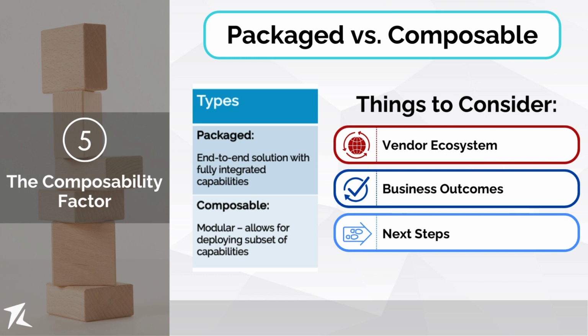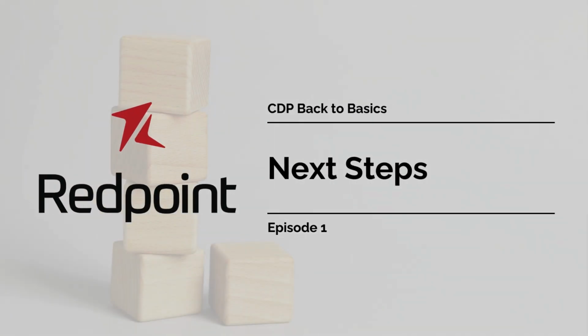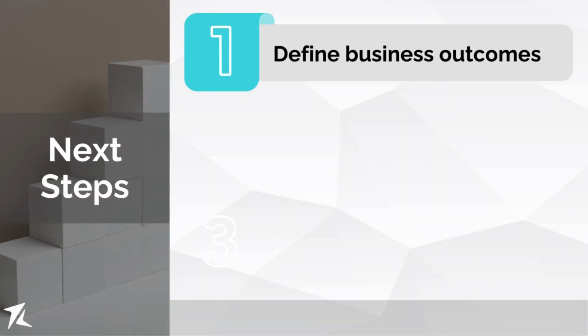Thinking about your vendor ecosystem overall, what are the business outcomes you want to achieve, and how can you eventually get there? So you want a CDP, great. Hearing all this, yes, I definitely need this particular thing to achieve all of these business outcomes I have. So now what do I do? Step 1 is to define your business outcomes. What do you want to do?